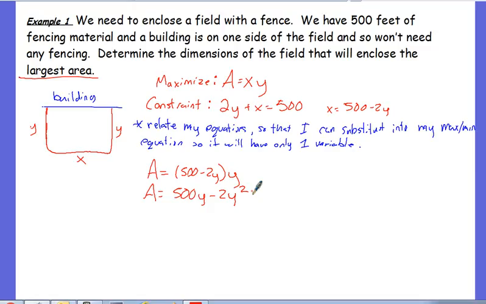Okay, so then this is my area. This is really my area equation. Now let's maximize that. In order for me to maximize or find a maximum, what do I have to do? Take the derivative. Okay? So what is, in this case, A prime? And what do I do to find a maximum? Set it equal to 0. So does everybody agree that 500 is going to be equal to 4y? That y will be equal to? 125.